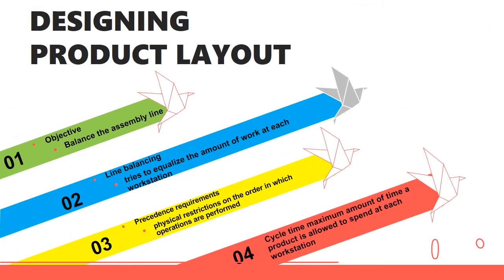Hi, Assalamualaikum and selamat sejahtera. So today I will explain about designing product layout. The objective of designing product layout is to balance the assembly line. Besides that, I will also explain about line balancing, procedure requirement and also cycle time.